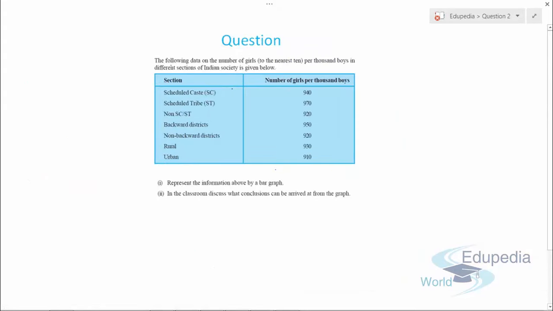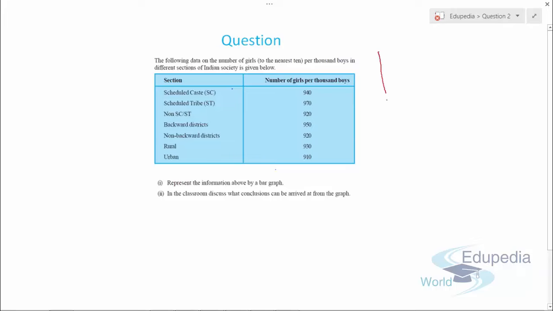Now the question says that the following data on the number of girls to the nearest 10 per 1000 boys in the different sections of Indian society is given below. For the scheduled caste, it's 940 per 1000 boys, and for the scheduled tribe it's 970, and so on, the data is given. We need to represent the above information by a bar graph. Let's do this question very quickly. It's a very easy question.